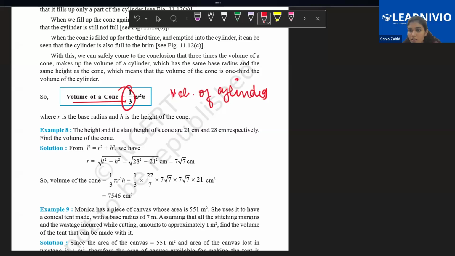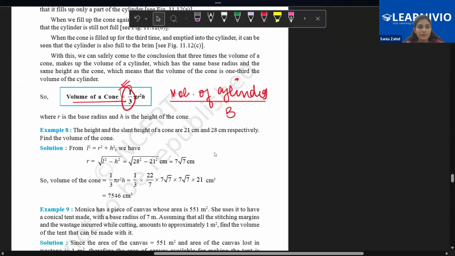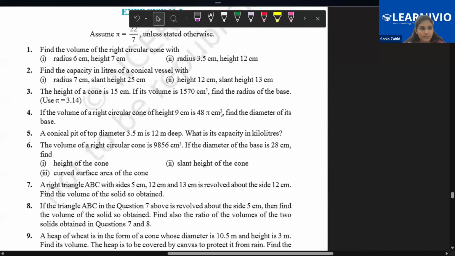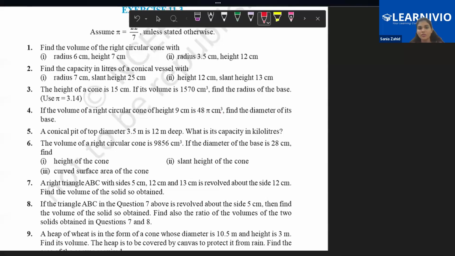Ma'am, can you repeat? See, children, when you divide the volume of a cylinder by 3, you get the volume of the cone. That is why you got this 1 by 3 over here. Got it? Then these questions were done. From today, we'll be starting with the third question. I think the third question was also done. The fourth question I have to start with.